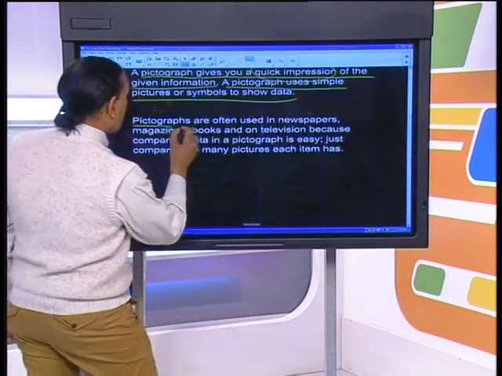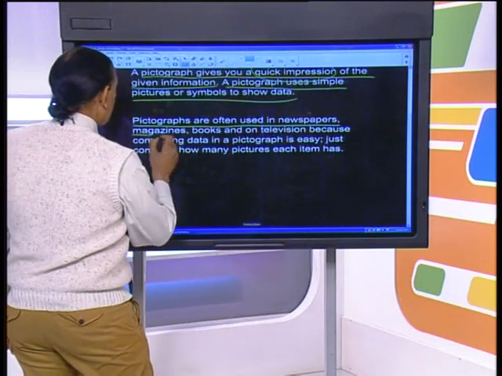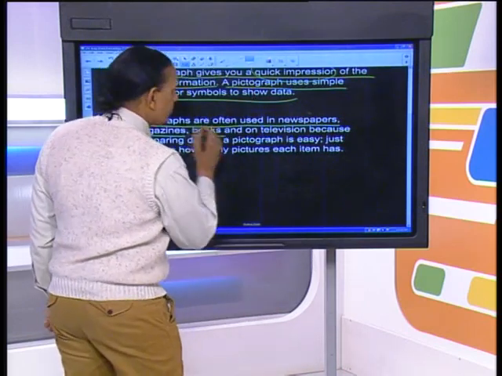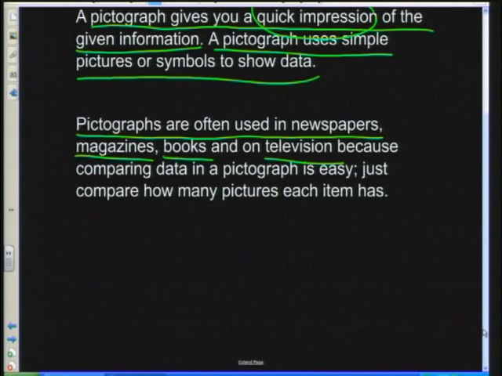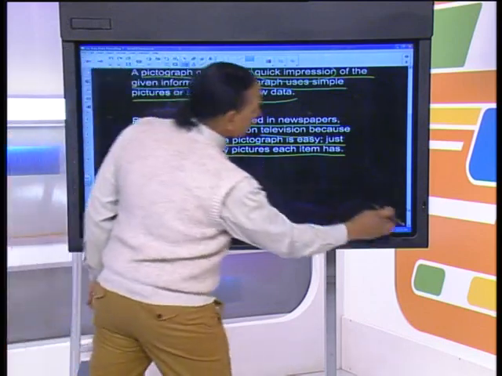Pictographs are often used in newspapers. I'm sure if you open a newspaper or a magazine, you will see a pictograph. And perhaps even, guys, maybe a good idea with your teacher, maybe to start collecting these graphs and bring them to school. They're in books, on television, because comparing data in pictographs is easy. Just compare how many pictures each item has. Right, so that is an idea of what we mean by a pictograph. Are we fine with that?